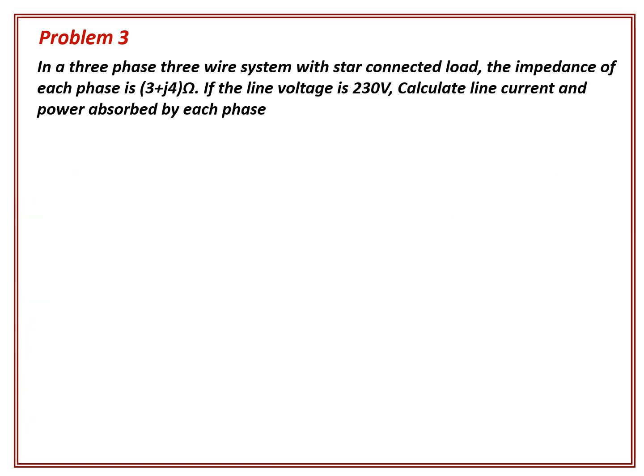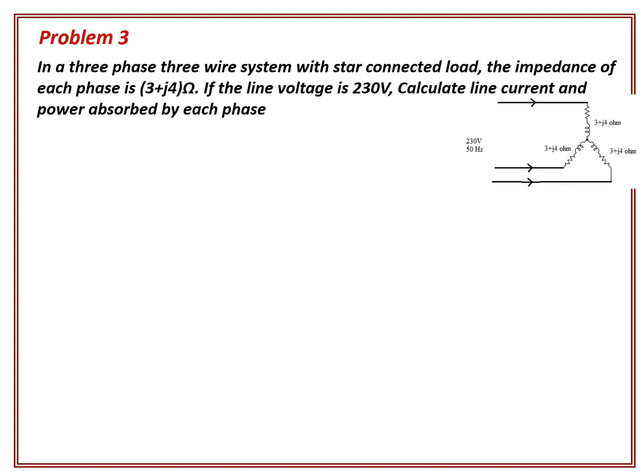Now moving on to the third problem. Question: In a three-phase, three-wire system with star-connected load, the impedance of each phase is 3 plus J4 ohm. If line voltage is 230 volt, calculate line current and power absorbed in each phase.